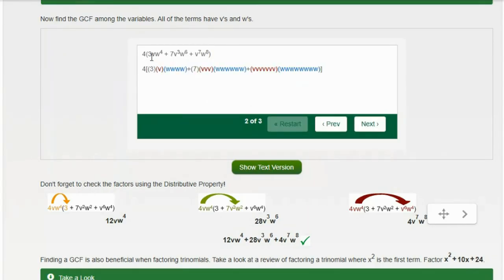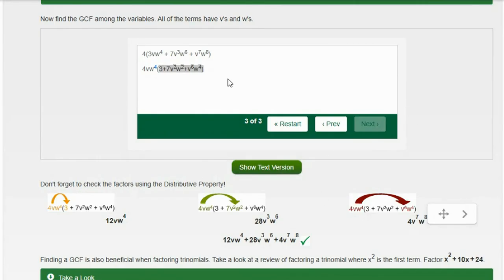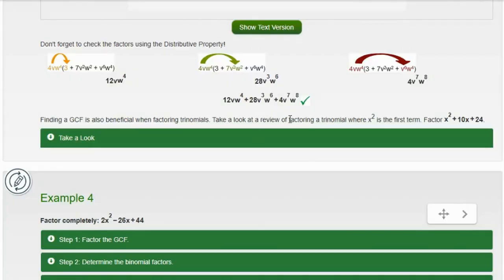See, it has a V to the third and a V to the seventh. So you can pull 1 V out of each one. This has a W to the fourth, a W to the sixth, and a W to the eighth. So they all have at least 4 W's that you could pull out. 4V W to the fourth, and then you write what's left in there. So again, you can go through their examples. We're going to do some more examples. There's 9 pages to this, so we're going to go on because you can review this on your own. Then they multiply it back together to make sure it works.